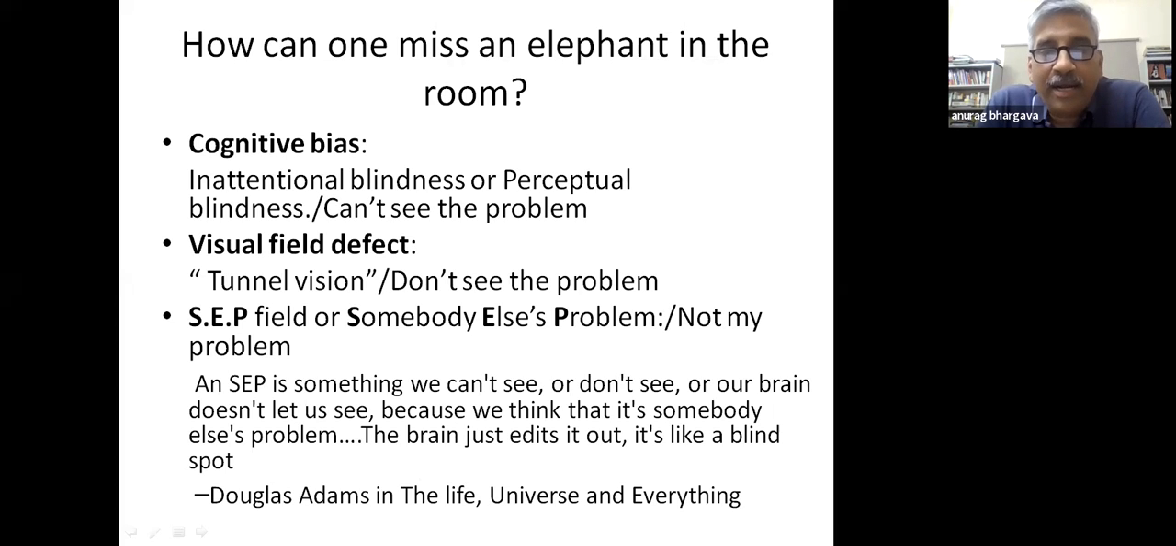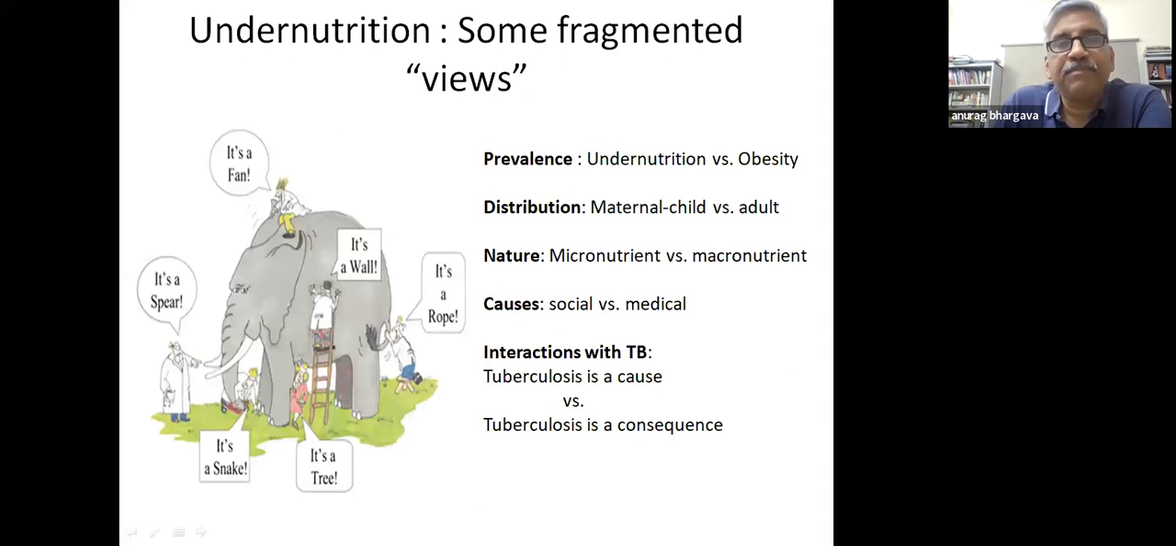And finally, Douglas Adams, in one of the novels, wrote about the SEP field, or somebody else's problem. And this is something that we can't see or don't see, our brain doesn't let us see because we think it's somebody else's problem. And that partly is sometimes the view on undernutrition and poverty in terms of TB.